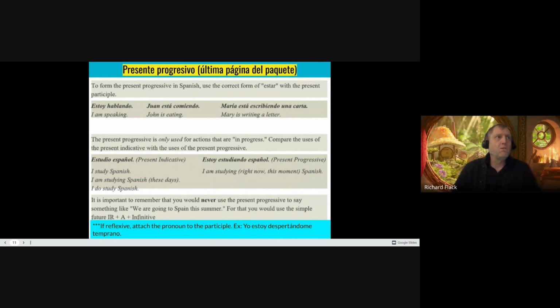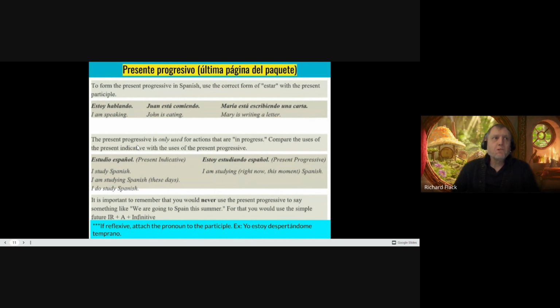So for example, I am speaking. Yo estoy hablando. We took our verb hablar, cut off the AR, put ando, and we got hablando. When we put it all together, I am speaking. Juan está comiendo. John is eating. Maria está escribiendo una carta. Mary is writing a letter.